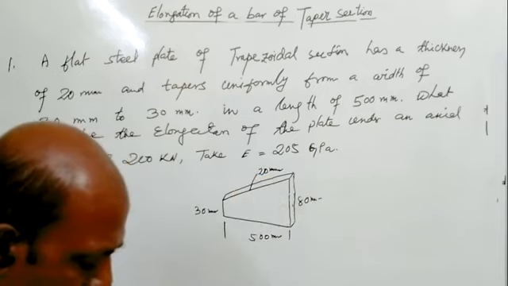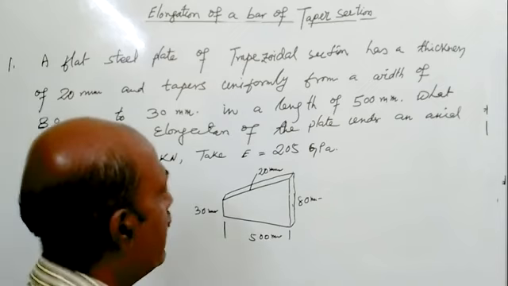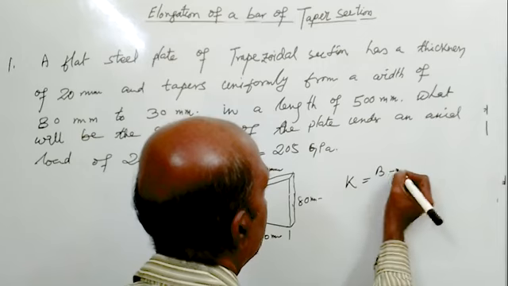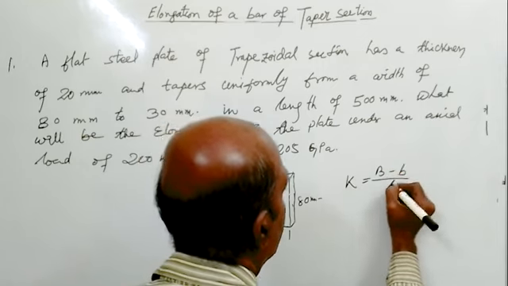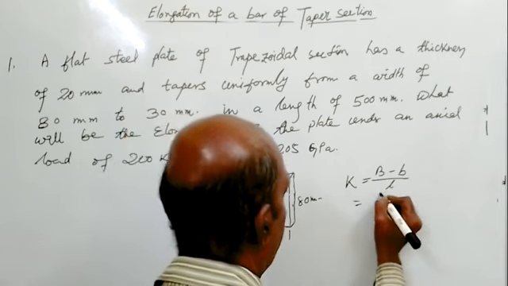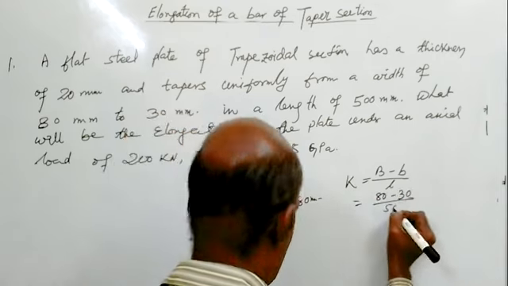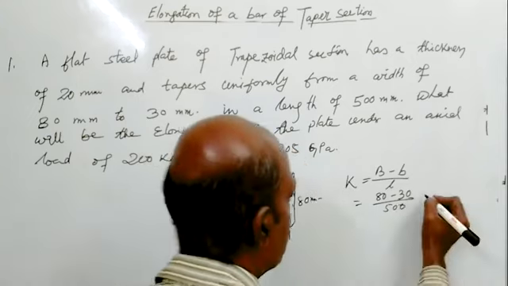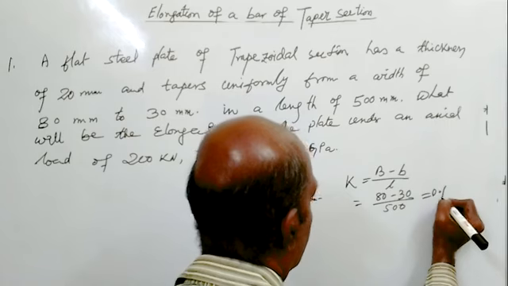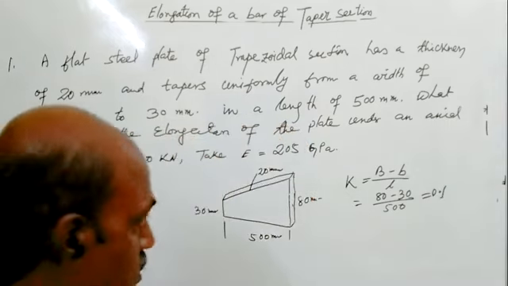So directly we can put the formula. K is equal to capital B minus small b by L. So in the formula, 80 minus 30 divided by L, which is 500. So it is giving 0.1. The K value, that is a constant.